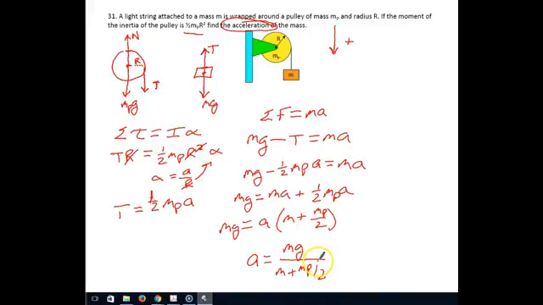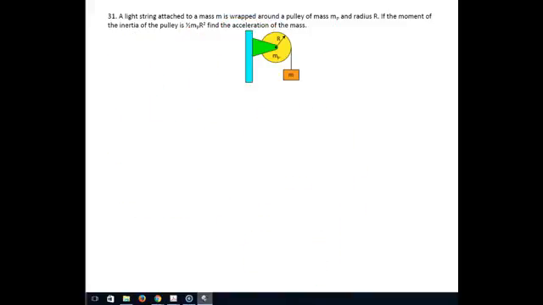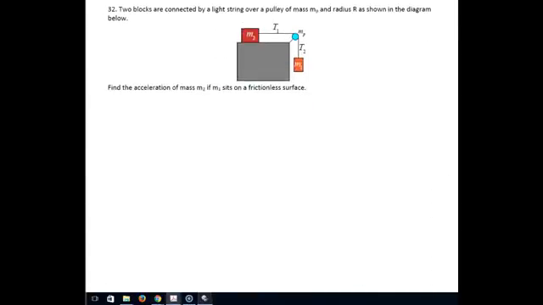This is by far the most difficult one that you'll probably have to do. And this one kind of goes this way. Let's move this down a little bit. We have two blocks connected by a light string, which means that we don't have to worry about the mass of the string, over a pulley of mass MP and a radius R as shown in the diagram. One of the things we're going to do is change that M right there to mass 1, and then change the other one to mass number 2.